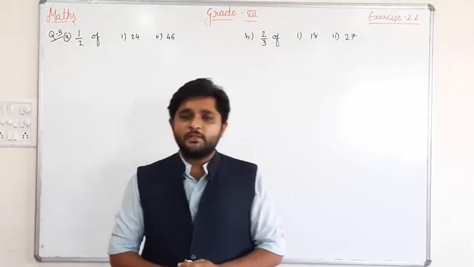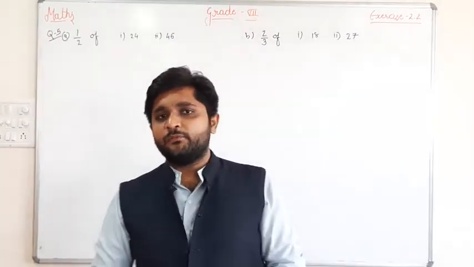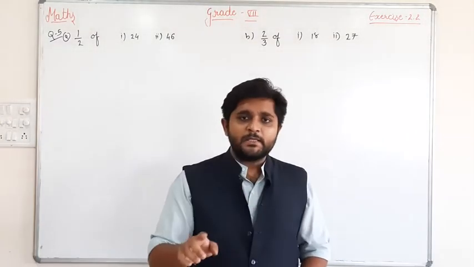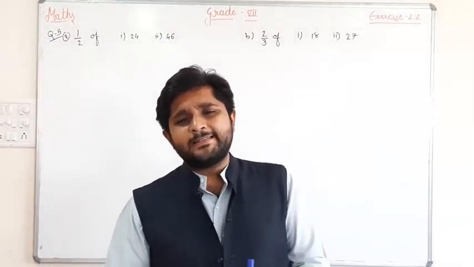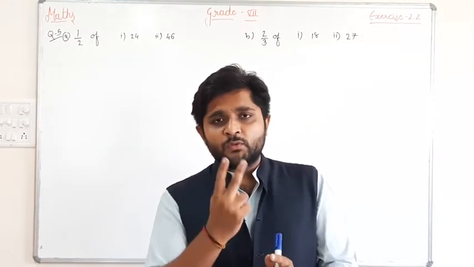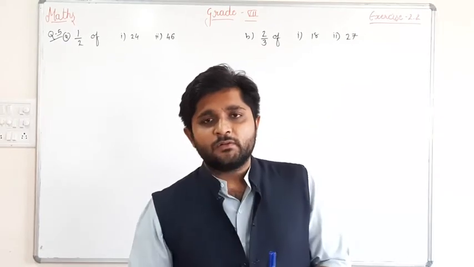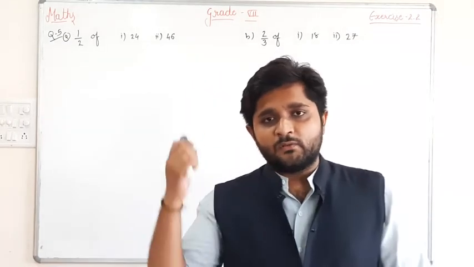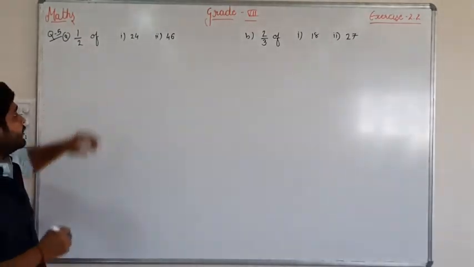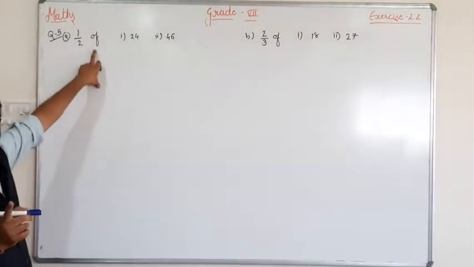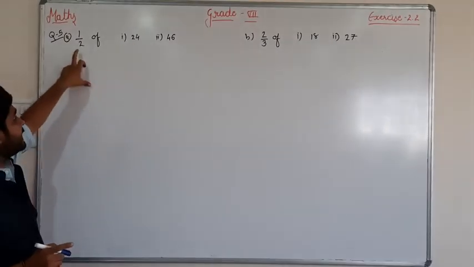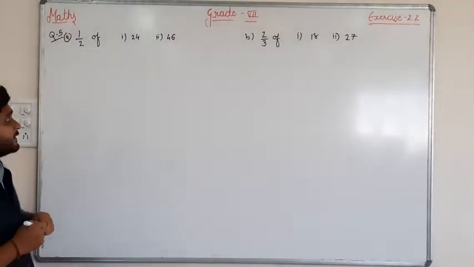Friends, question number 5. In question number 5, total 4 questions are there: A, B, C, D. All are the same, but from these 4, I will solve 2 questions on the board and 2 questions you have to solve by yourself. So let me solve question number A. In question A, 1 upon 2 of means multiply. 1 upon 2 multiplied by 24, you just find out, and then again 1 upon 2 of 46. These 2 we have to find.